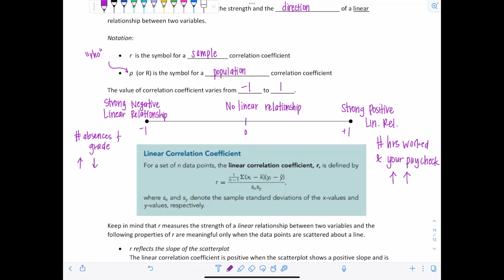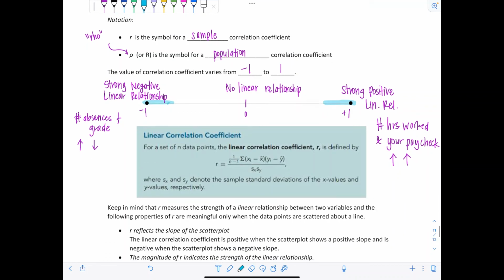Okay, so r can take on any value between -1 and +1. If it's closer to either -1 or +1, then it's stronger, okay? Here's the formula. Again, don't worry about it. We're not gonna use it. We're gonna use technology to help us in this day and age. It's your job to interpret it and know what it means and know what it represents, not sit there and just crunch it out.